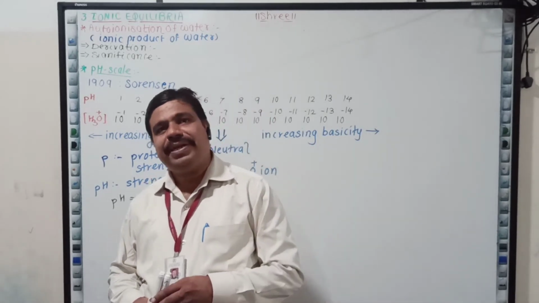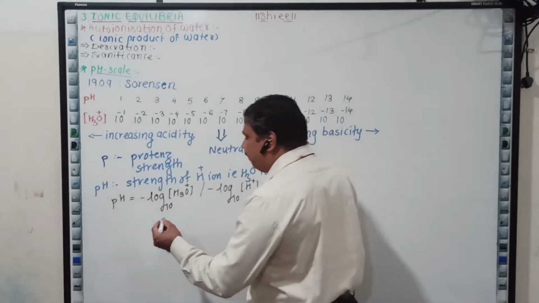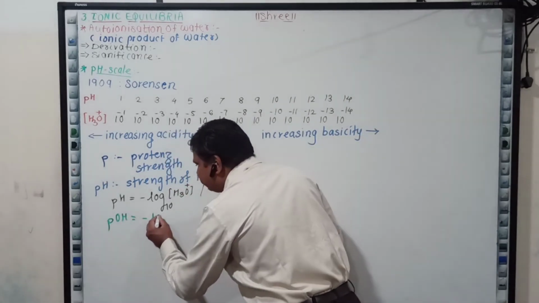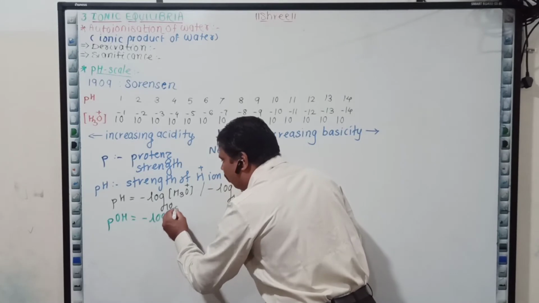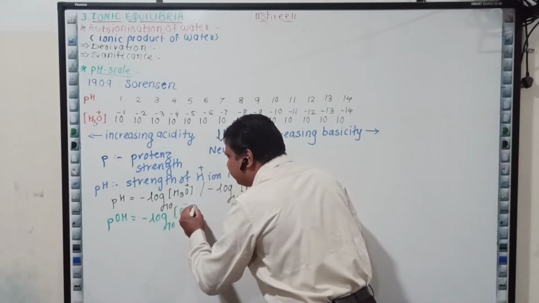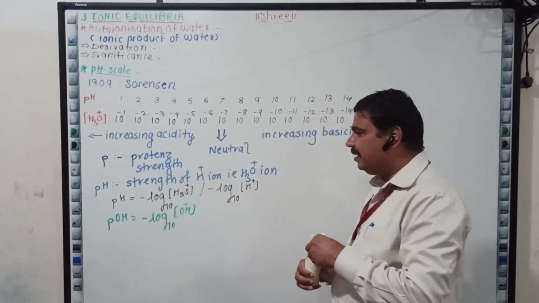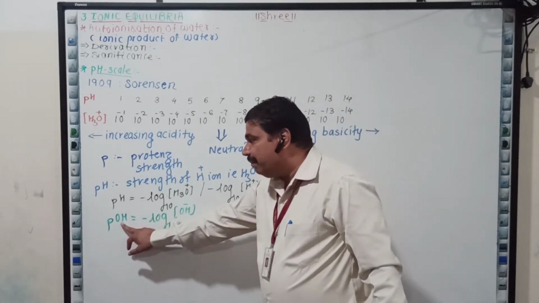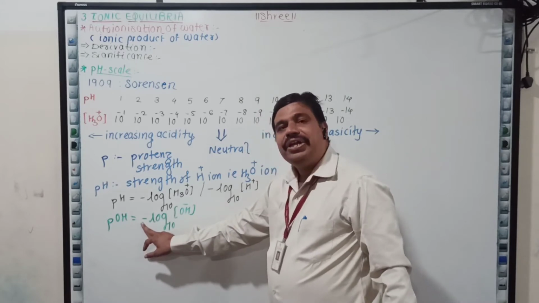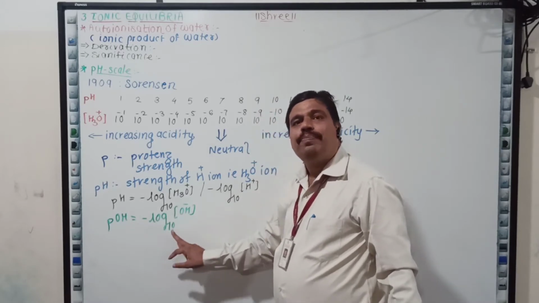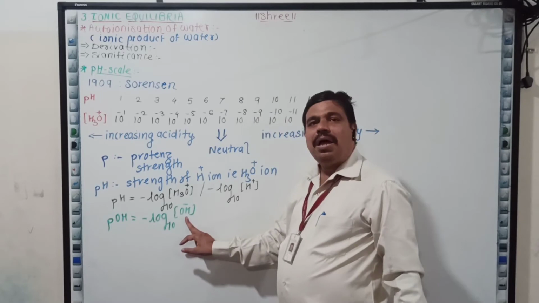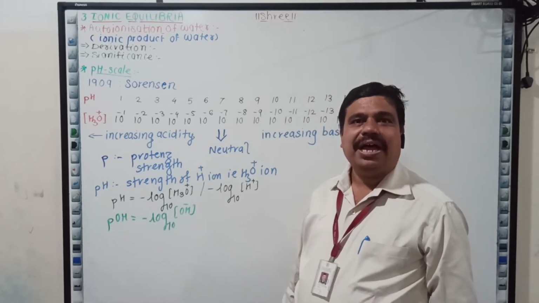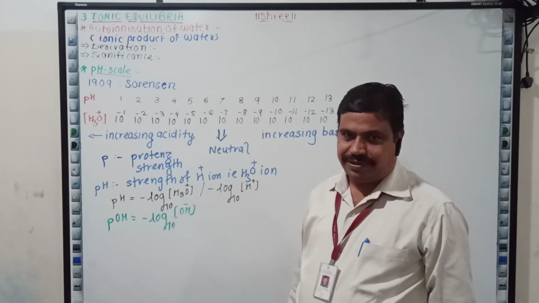ज्या पद्धतीने आपण pH डिफाइन केली त्याच पद्धतीने pOH is equal to minus log to base 10 OH minus ion concentration. Hence we define pOH as the negative logarithm to base 10 molar OH minus ion concentration at the given temperature.